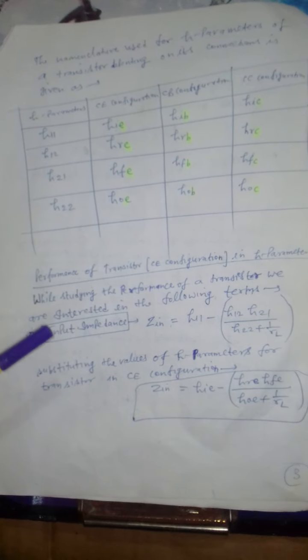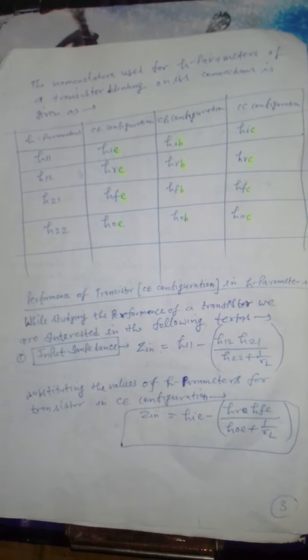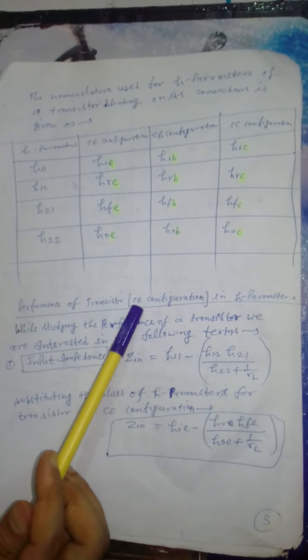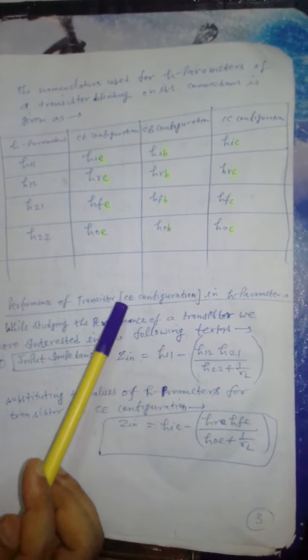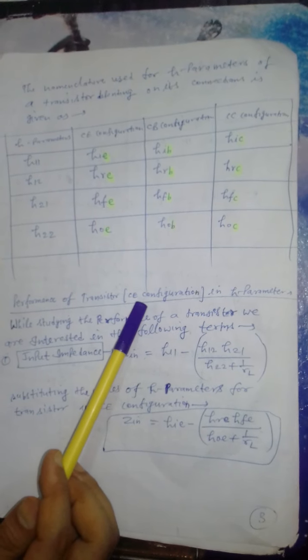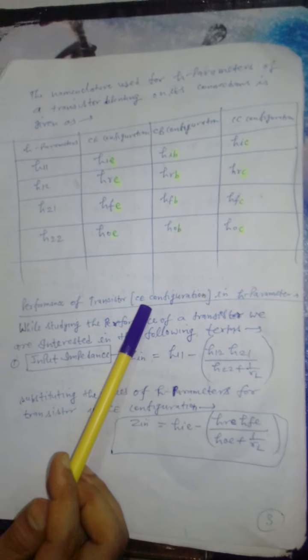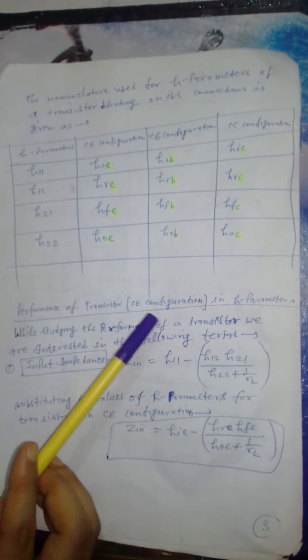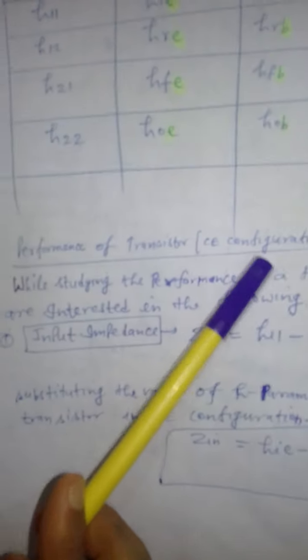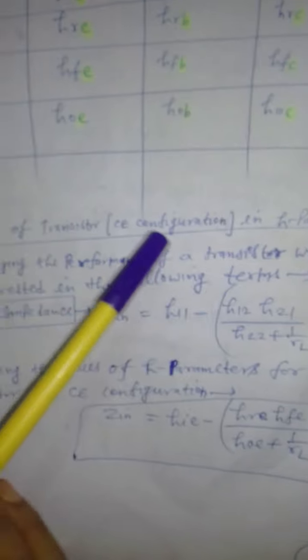So dear students, see here, this table I have already discussed in the earlier videos. Now, performance of transistor. Here I will take the common emitter configuration. I told you that common emitter is a widely and popularly used transistor configuration for amplification purpose. So we will take common emitter configuration for all our calculations. Now, performance of transistor for common emitter configuration in H parameter model.